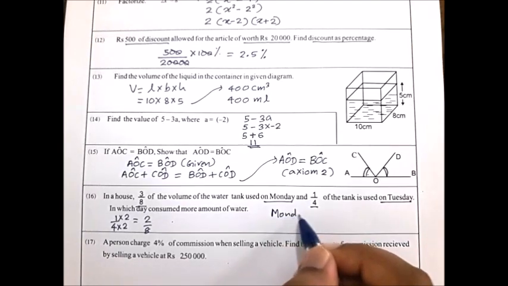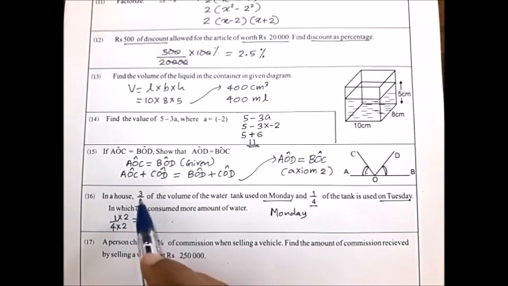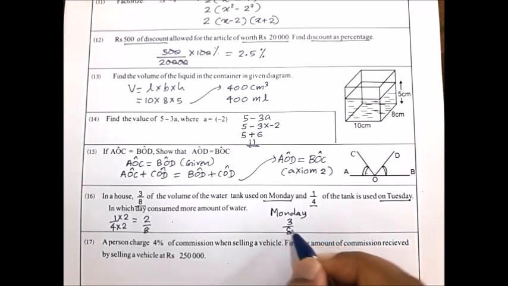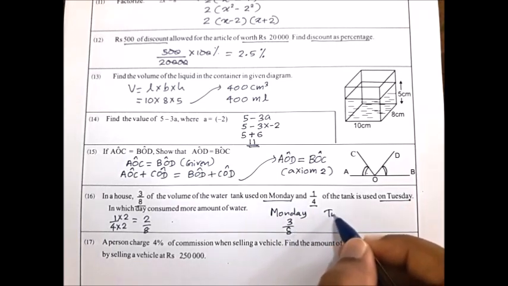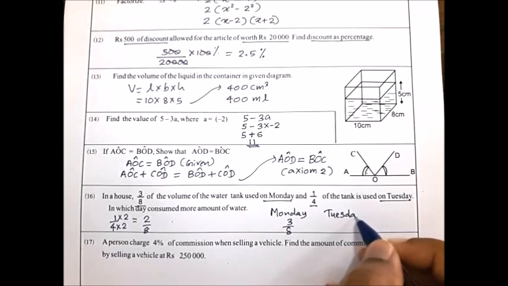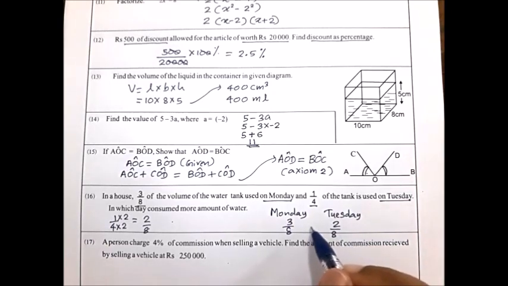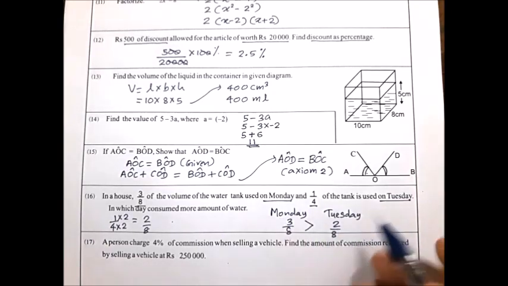On Monday, 3/8 of the water tank used. On Tuesday, 2/8 of the tank used. So, which fraction is the larger one? 3/8 is the larger one. So, answer is Monday.